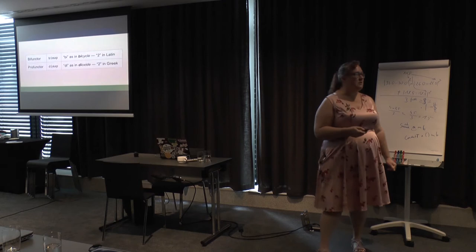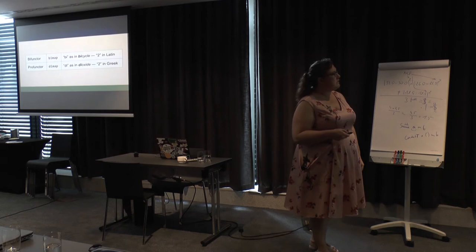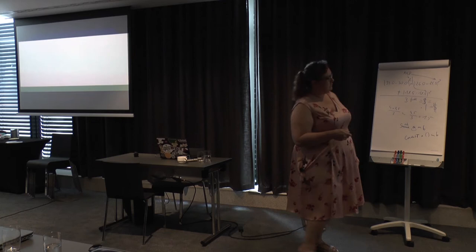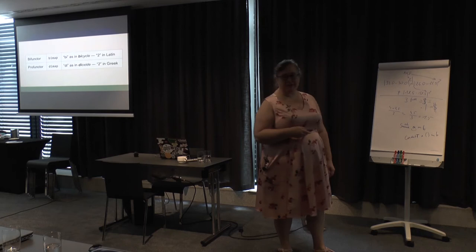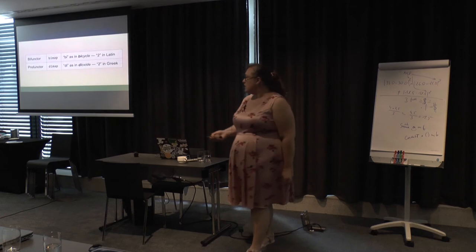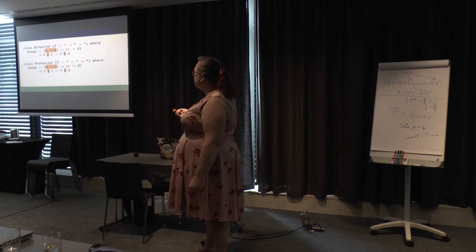So if we compare these, the main method of bifunctor is called bimap. And of profunctor, it's called dimap. And bi and di are both prefixes that mean two, right? Okay. So let's look now at the class definitions for both of these.